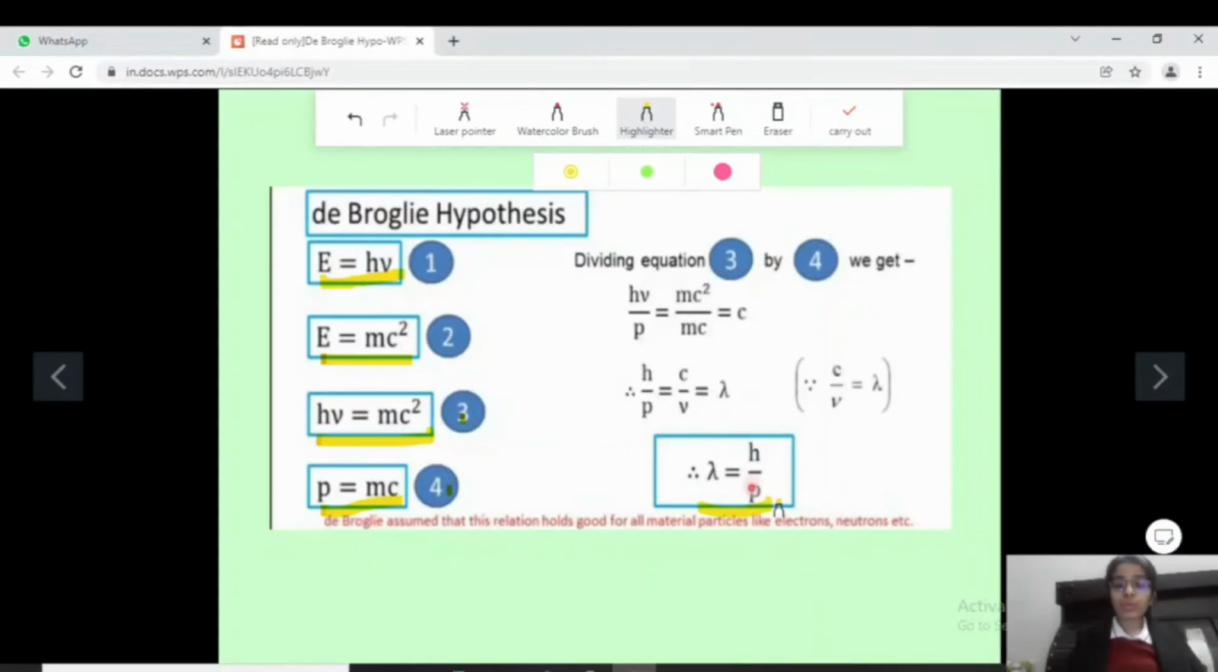So according to De-Broglie, the wavelength of the photon, or of any moving material particle like an electron, neutron, or proton, is given by the relation lambda equals h by p.